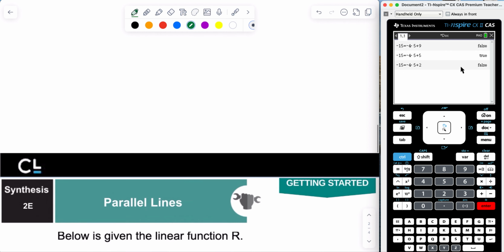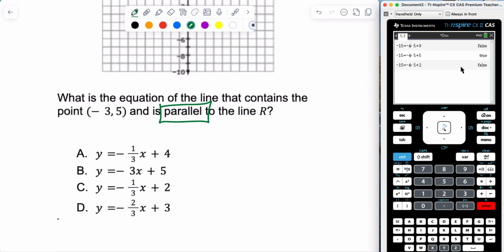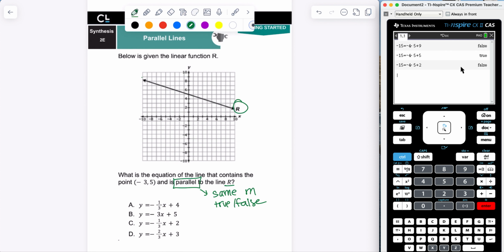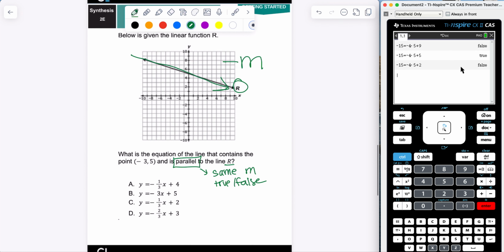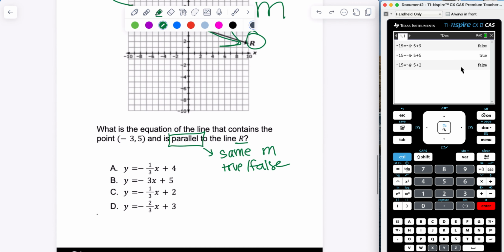Alright, so let's go to our next one. Below is a linear function r. What is the equation of the line that contains the point -3, 5 and is parallel, remember same m, true, false, to line r? So line r is right here on the graph. I know this line is going down. So my slope is negative, so my m has to be negative. And I'm looking for parallel. I need my slope to be, no, all of them are negative. Okay, so the slope is all negative.